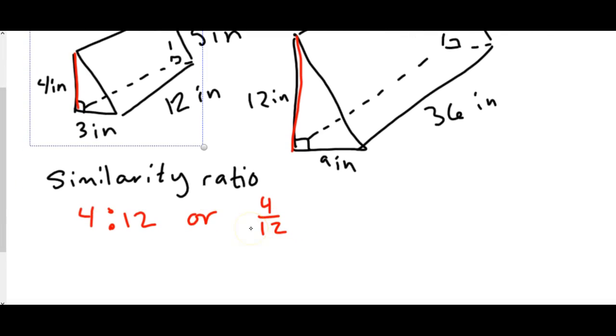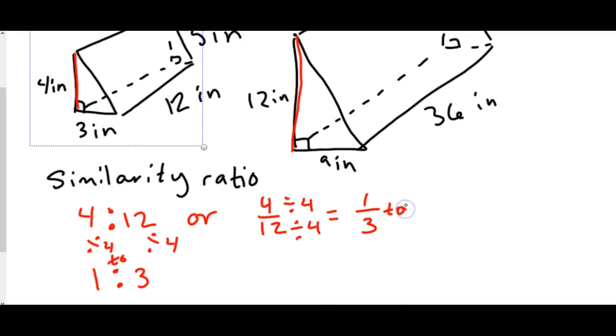Both of these can also be reduced. We need to find the biggest number that would divide into both a 4 and into a 12. So 2 does divide into both of them, but we need the biggest. So we would use 4 itself. 4 divided by 4 is 1. 12 divided by 4 is 3. So 1 to 3, that's usually how we say that, 1:3, or 1/3.